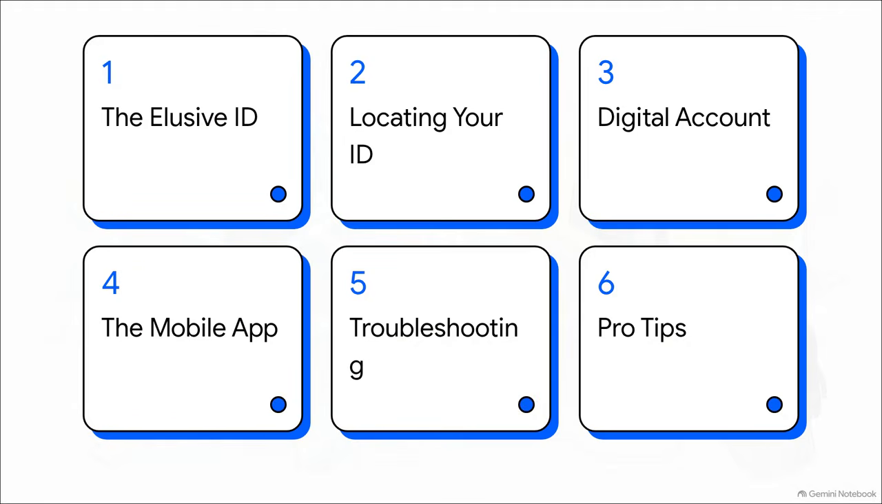So here's our roadmap for today. 1. The elusive account number. 2. Locating your unique ID. 3. Accessing your digital account. 4. The mobile app advantage. 5. Troubleshooting login issues. And 6. Pro tips and next steps.